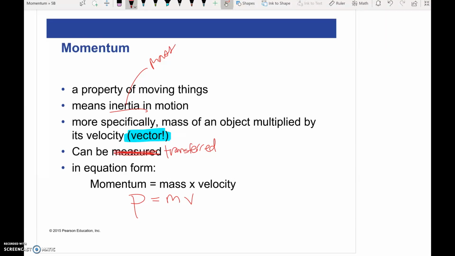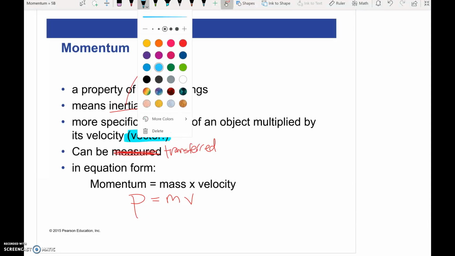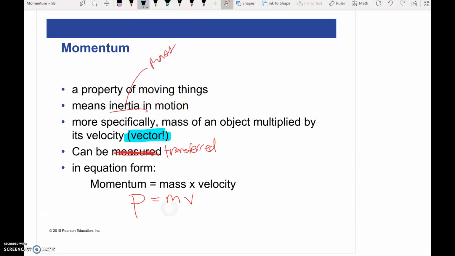The unit for this is going to be, all right, look at our units for mass. Our unit for mass is kilograms. Think back to last semester. Our unit for velocity is meters per second, which therefore means that our unit for momentum is kilogram meters per second.